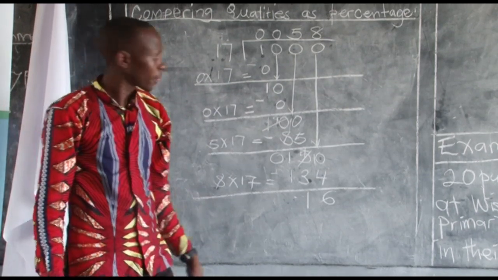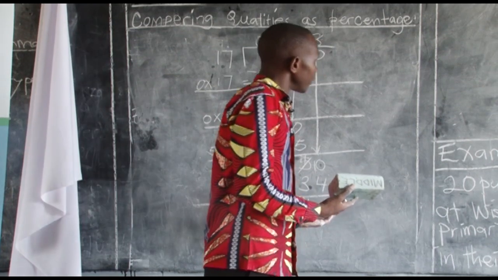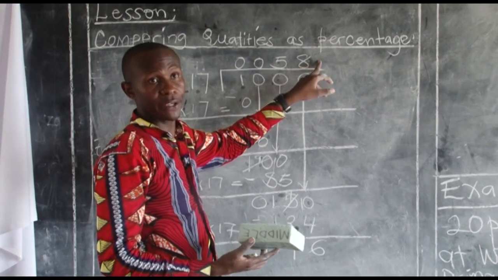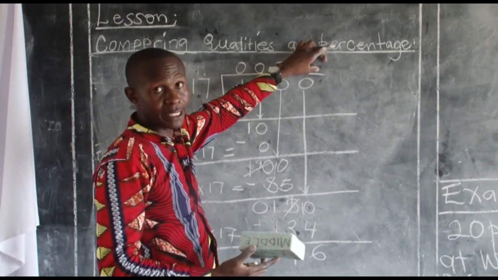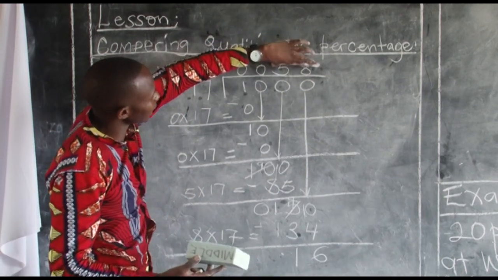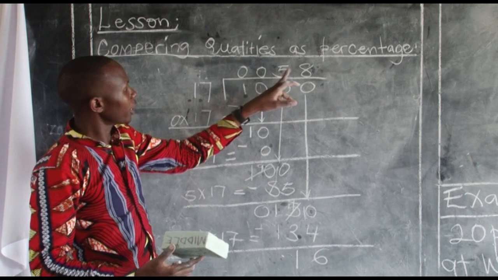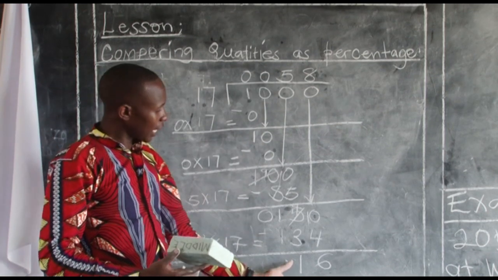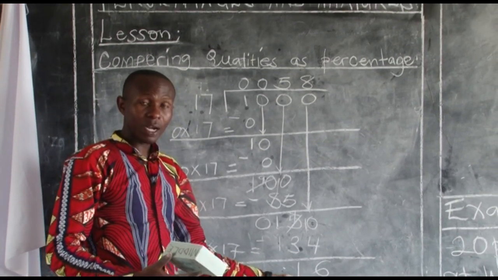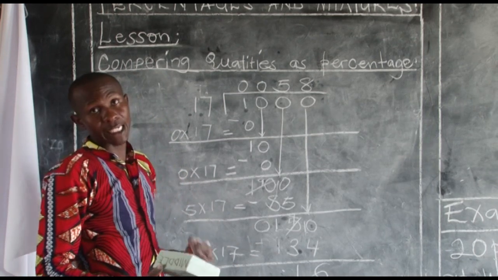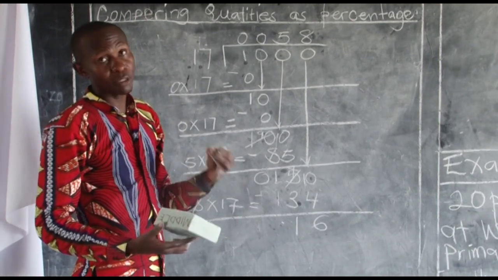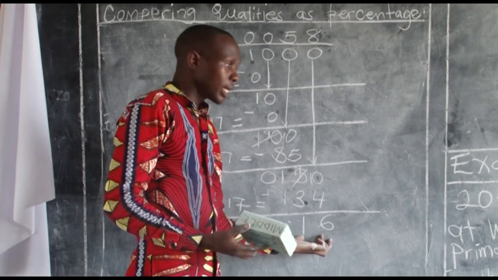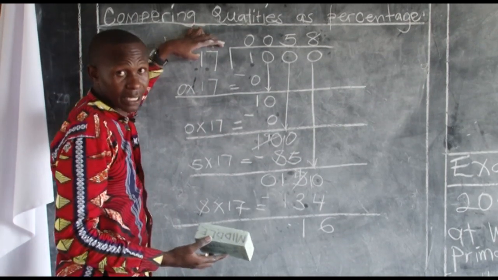So what does it mean? When we look at this, we are going to introduce a decimal point here. If you don't introduce a decimal point, we can write it as 58 whole number. Then we come for the remainder. Remainder becomes a numerator. So we say 58 whole number, 16 out of 17.